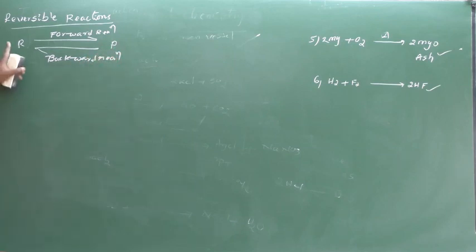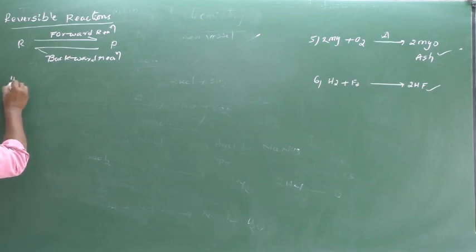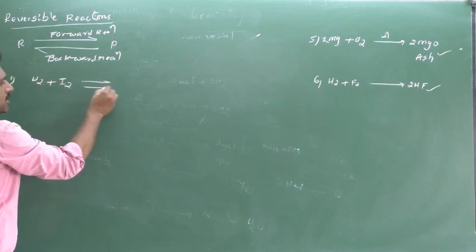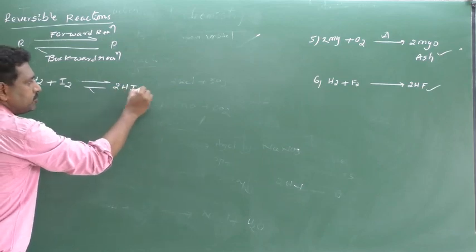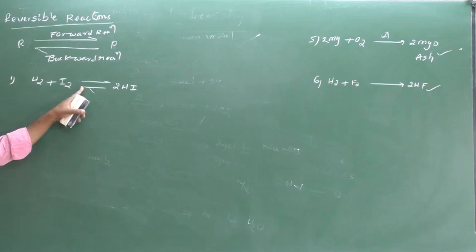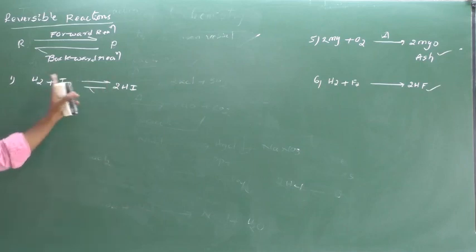Reactions in both directions, reactants to products and products to reactants. I will give an example: H2 plus I2 gives rise to HI. This is an example of a reversible reaction. Reactants are hydrogen and iodine. Product is hydrogen iodide. This takes place in both directions.